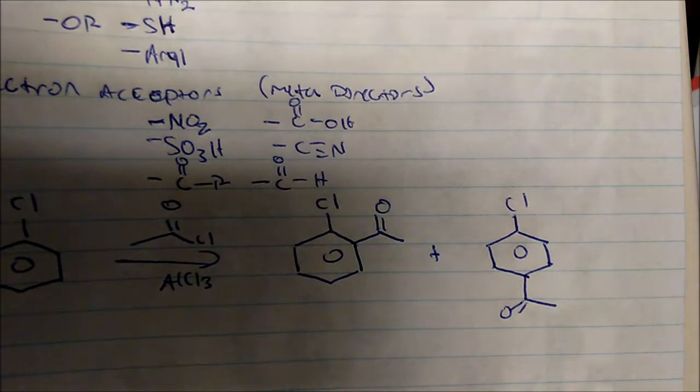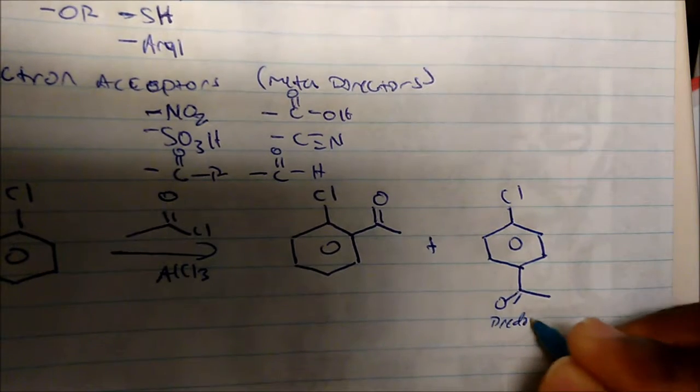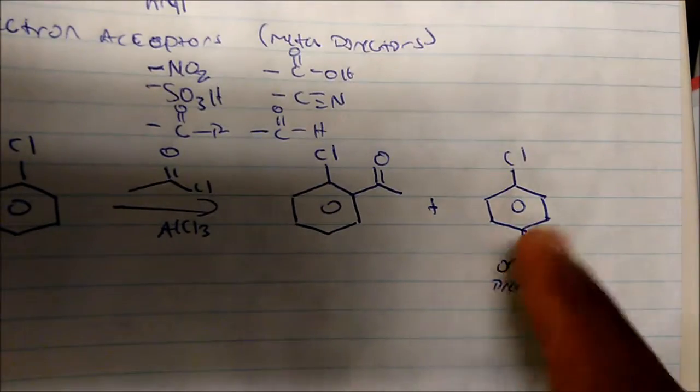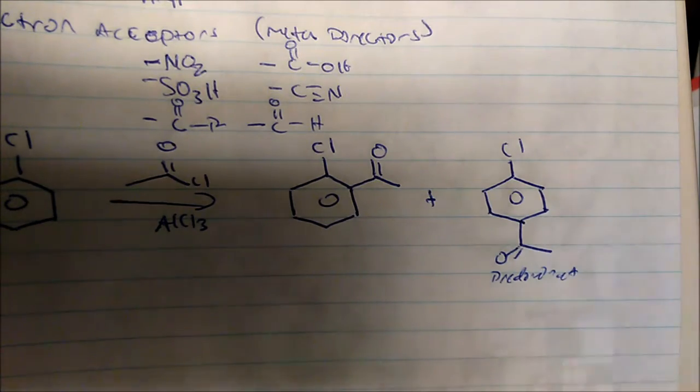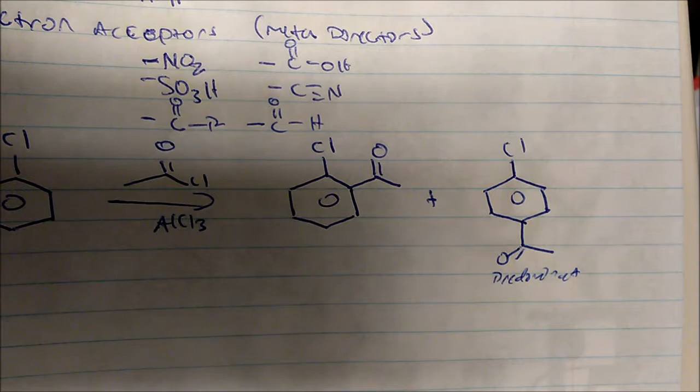We get a mixture. Now this is the predominant one. This is the major product. Typically this is because it's simpler and more stable. You notice that in the ortho product the groups are just too close to each other. So the para product is usually what you'll get.